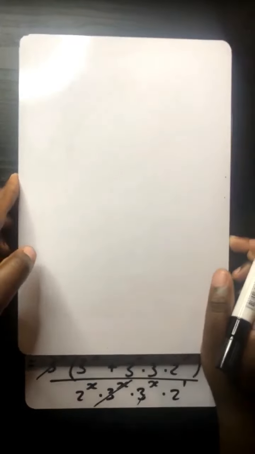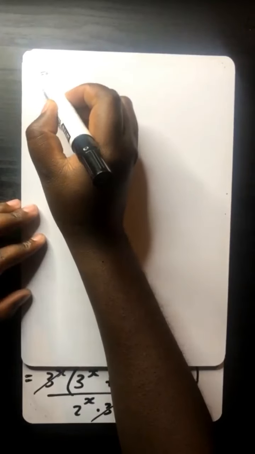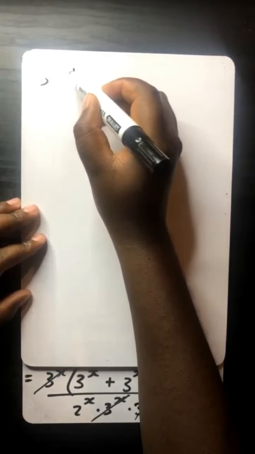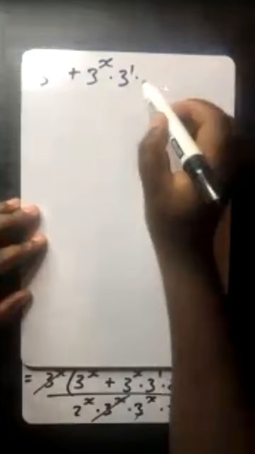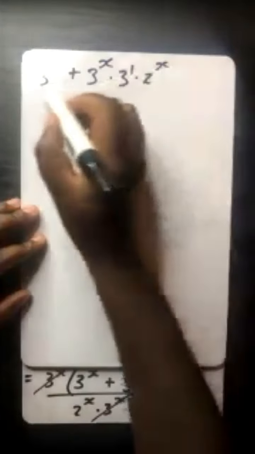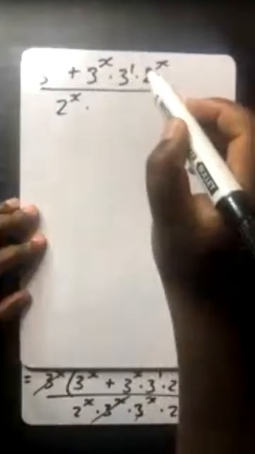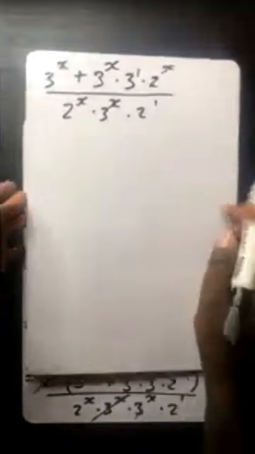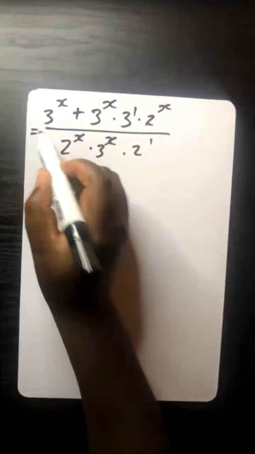Let's maybe just continue with this one. So that means we're going to have 3 to the exponent x plus 3 to the exponent x multiplied by 3 to the exponent 1 multiplied by 2 to the exponent x divided by 2 to the exponent x. What is it? 3 to the exponent x multiplied by 2 to the exponent 1. So I'm going to continue with this one that I said you will still have to do it 2 times.